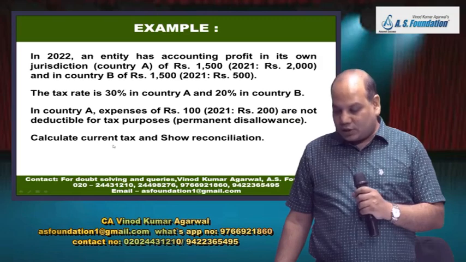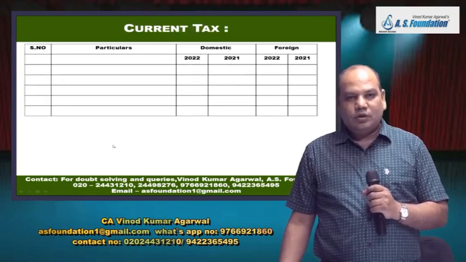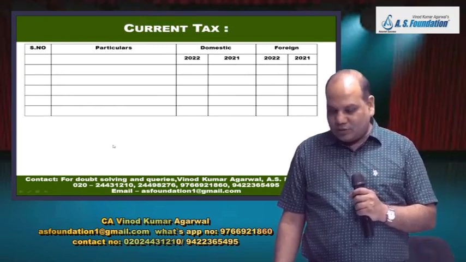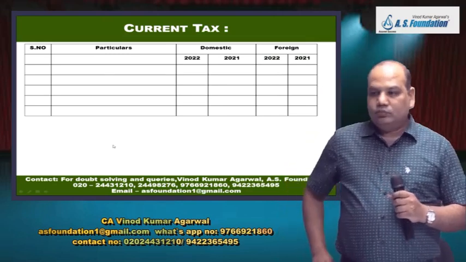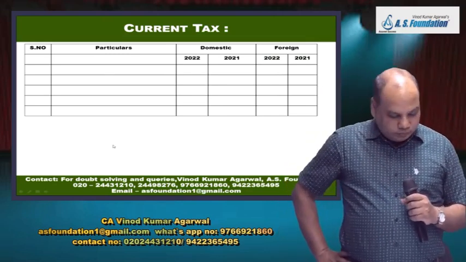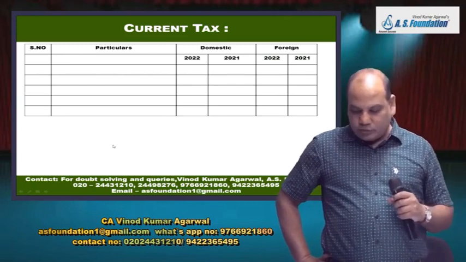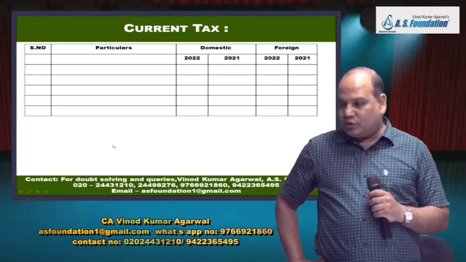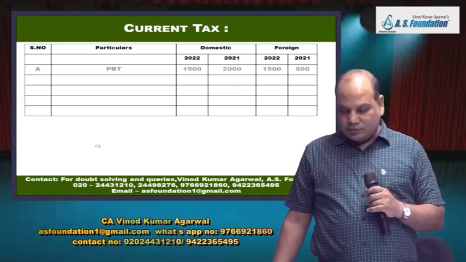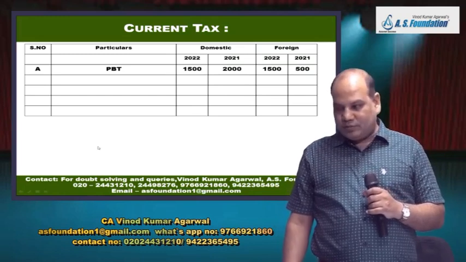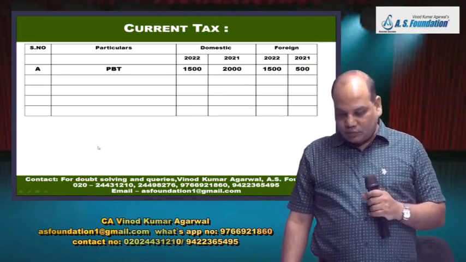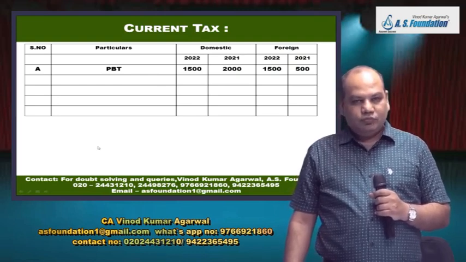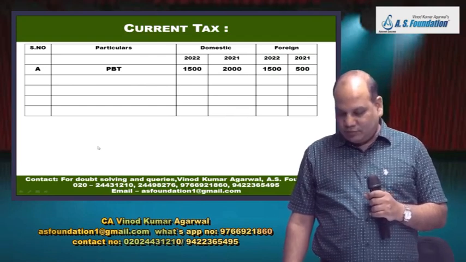First you calculate current tax. Basic calculation of current tax. Right hand side two columns, domestic, foreign. Then write down 2022, 2021, 2022, 2021. Point number A, PBT: 1500, 2000, 1500, 500.